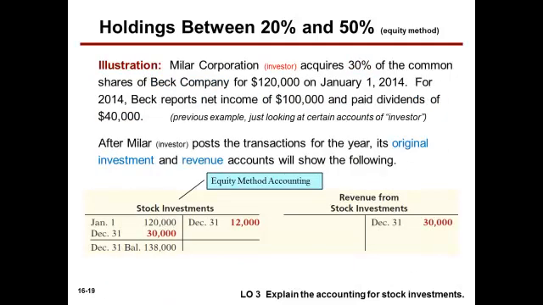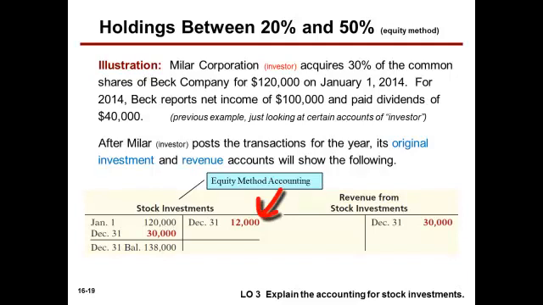Let's look at this example closer by looking at the T accounts on the books of the Millar Corporation, the investor. Again, the previous example, now just looking at the effects of the journal entries. After Millar, the investor, posted transactions for the year, its original investment and revenue accounts will show the following detail. The stock investment account has been increased by its share of the earnings, or $30,000, a debit to that asset account, debits increase assets, and $12,000 dividends received will decrease that stock investment account.